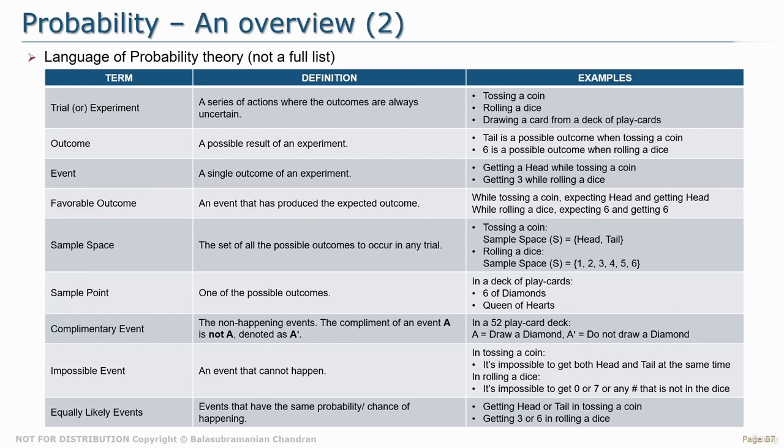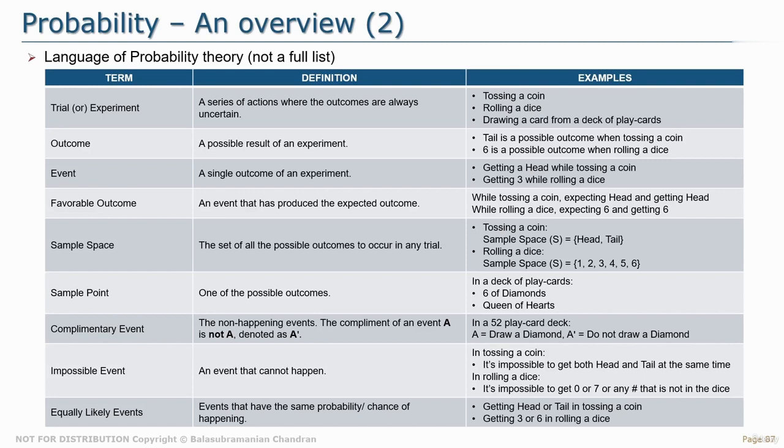Trial or experiment, a series of actions where the outcomes are always uncertain. Examples: tossing a coin, rolling a dice, drawing a card from a deck of play cards. Outcome: a possible result of an experiment. Examples: tail is a possible outcome when tossing a coin. 6 is a possible outcome when rolling a dice.